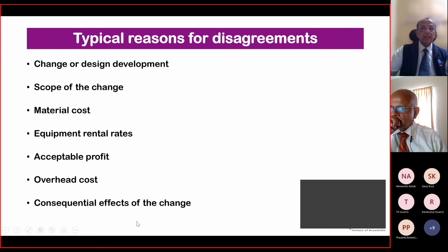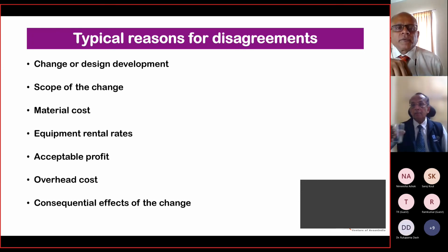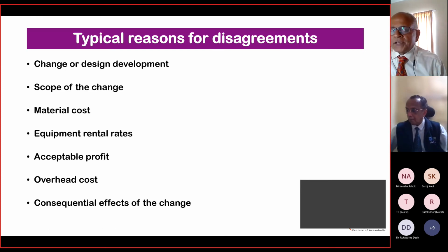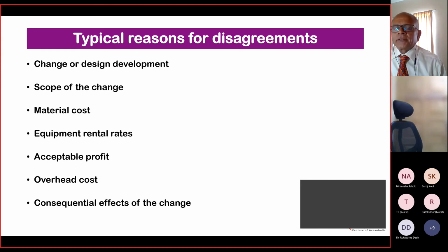Shyam, you want to take over this particular part? Consequential effect of the change. If we go back, we talked of the effects of change. The types of change, we talked of 3 of them: the formal, the constructive, and the cardinal. There are 3 types of changes that are applicable in any contract. So the consequence of a change can be attributed to any one of these 3.